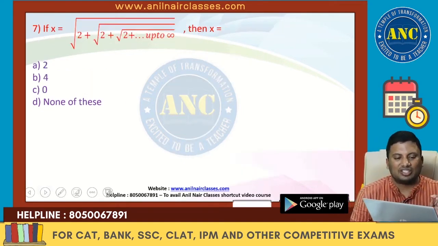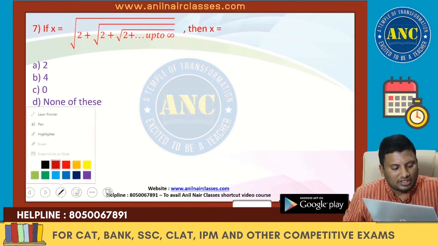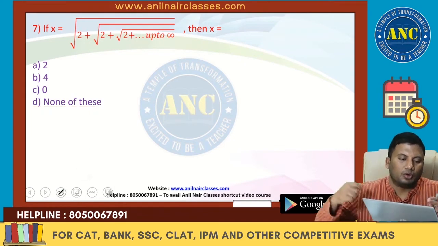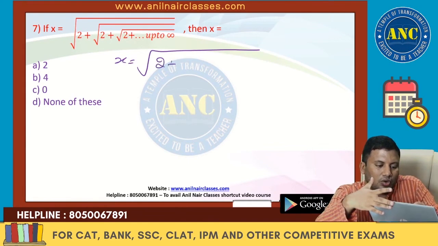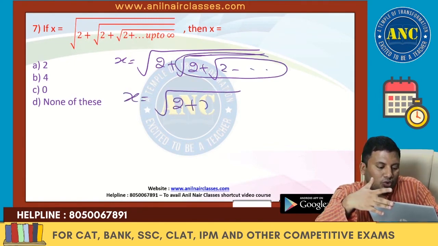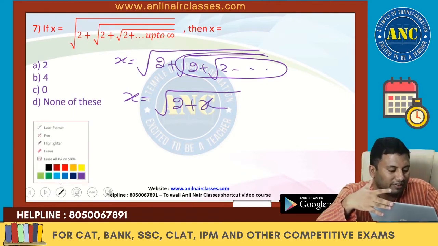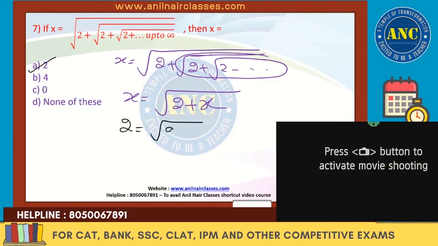Anything which is just blind substitution, right? You please do it. I don't want to waste my time doing calculation. My time and your time are precious. x is equivalent to root of 2 plus root of 2 plus root of 2 and so on. This is nothing but x. So x is equivalent to root of 2 plus x. Check for which value the left hand side is equivalent to the right hand side. First option, x equivalent to 2: root of 2 plus 2, 2 equivalent to 2, satisfied.